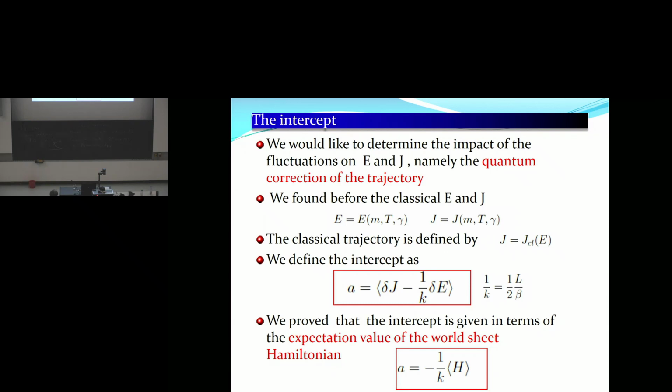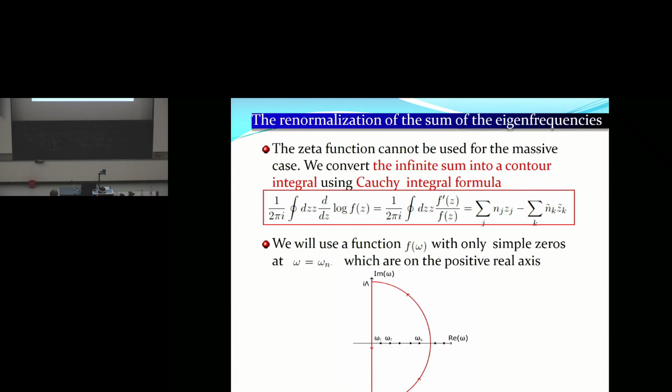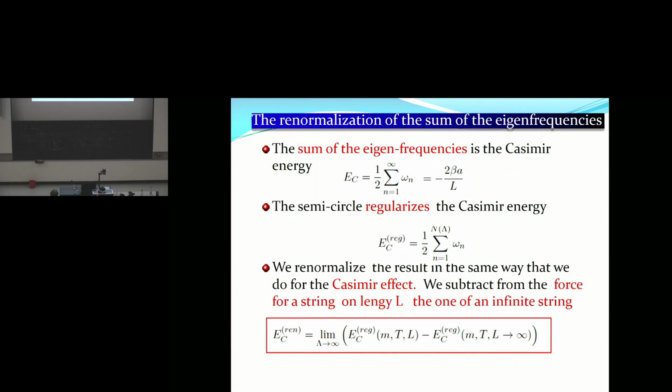But of course, you have to renormalize it. Usually we do a zeta function renormalization, which we cannot do for these massive endpoints. So we were forced to look for something else. What we found is a procedure that was used before by others, and that is to translate this sum into a Cauchy contour integral formula. This introduces the regularization. How do we do the renormalization? That I emphasize because I think it's something that can be applied in many other cases.